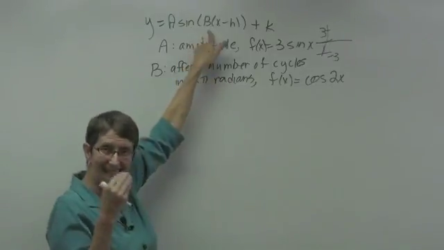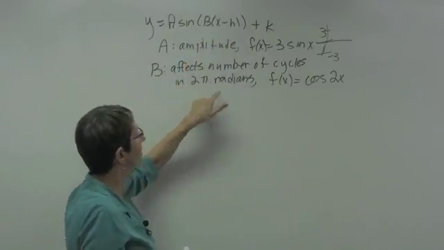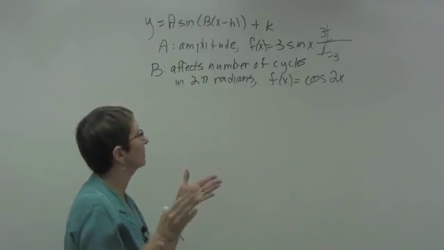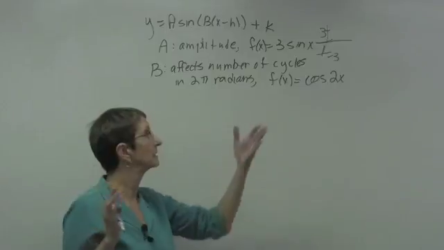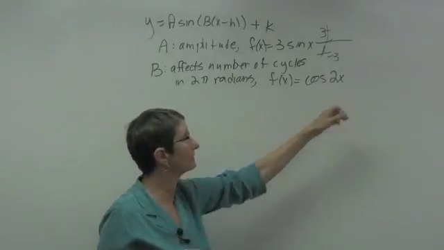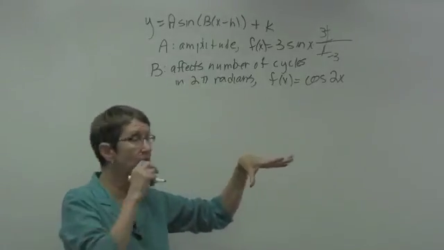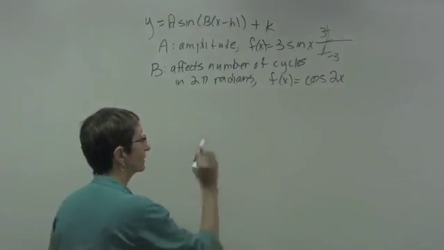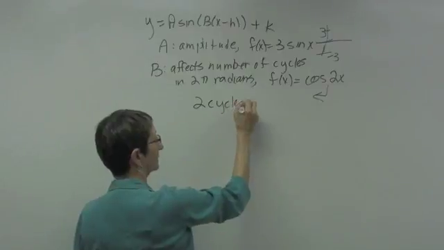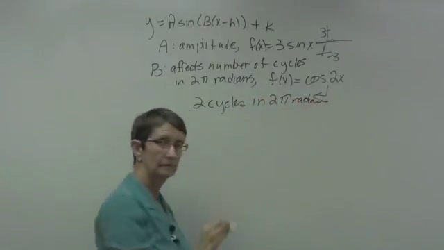The b that's inside the sine function, or the cosine function, that affects the number of cycles within 2 pi radians. The standard period, or one cycle of a sine or cosine, is 2 pi radians. So if this says the cosine of 2x, then that affects the number of cycles. It means there are 2 cycles. So this indicates 2 cycles in 2 pi radians, okay?